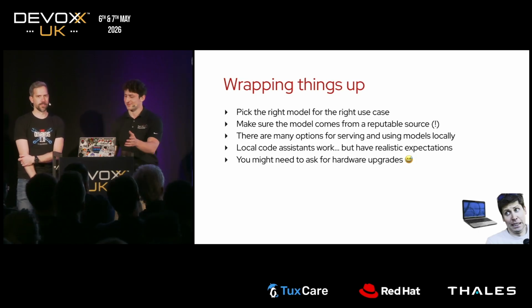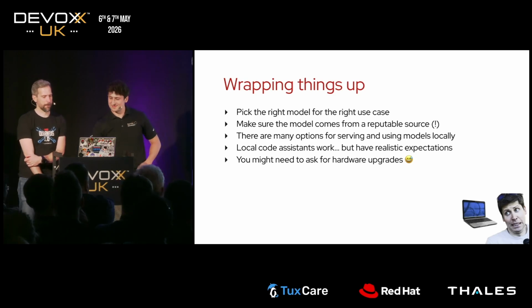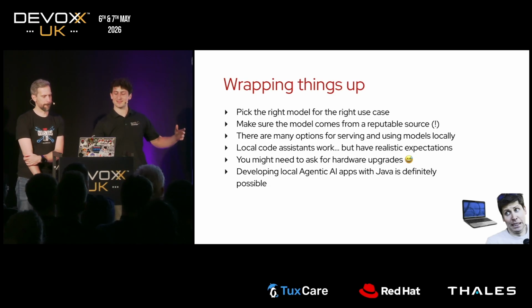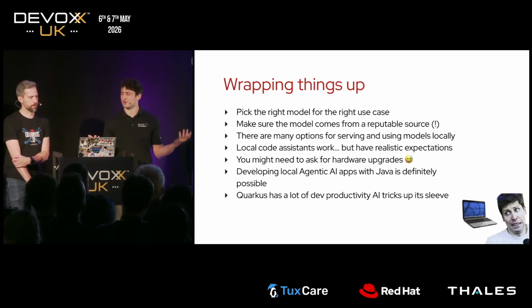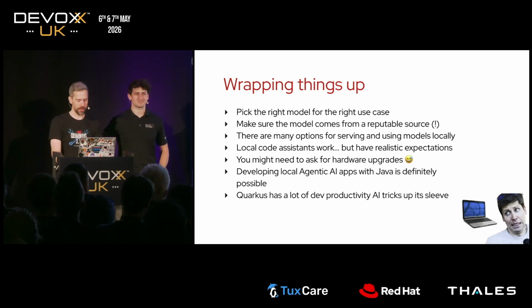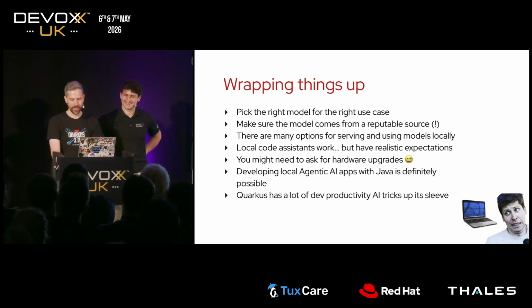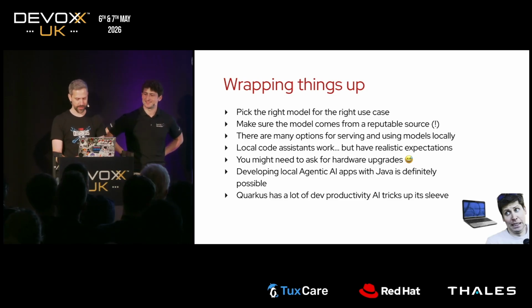You might have to ask for a hardware upgrade, right? Like one of these bad boys. You can definitely develop these agentic apps even with local models, and check out Quarkus, right? There's really cool stuff in Quarkus. I just scratched the surface of what you can do with it in terms of AI development. So if you haven't, definitely take a look at that. And then I think that's it.